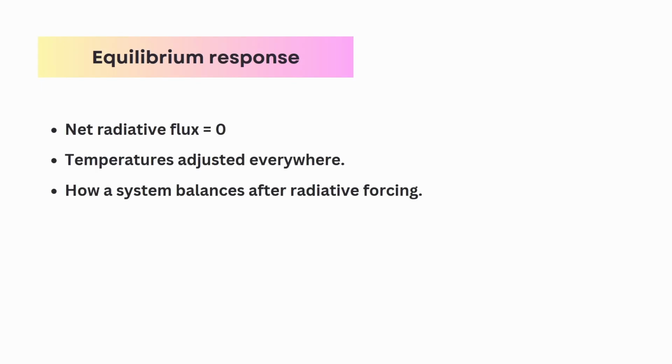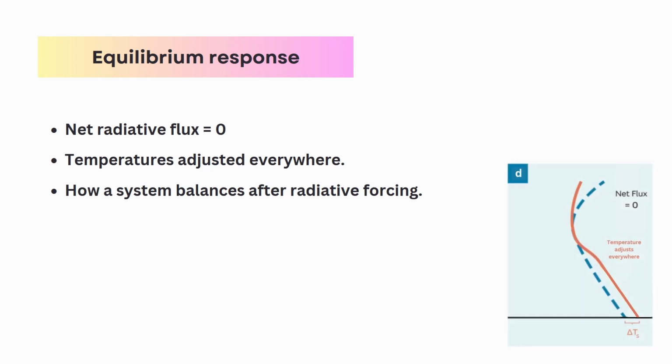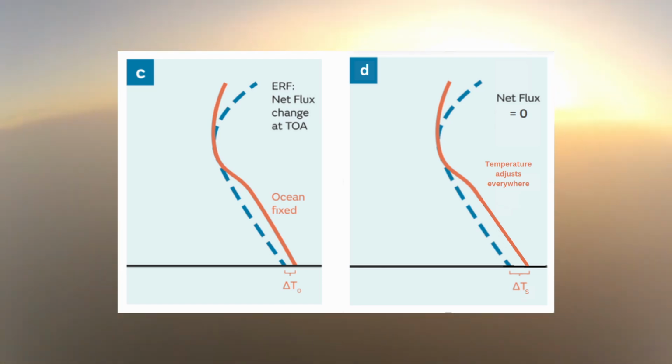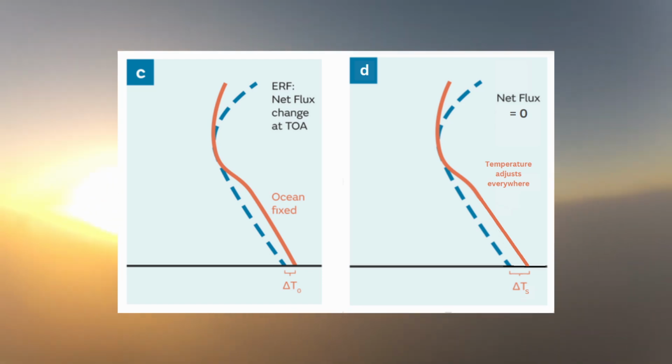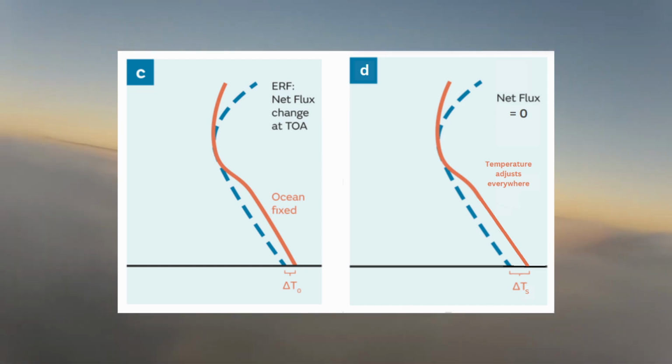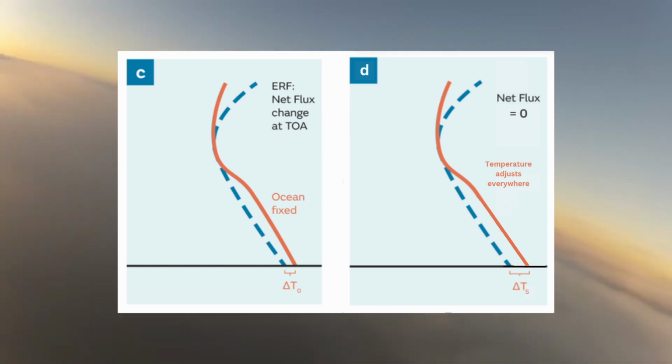Alternatively, we have equilibrium response. Temperatures are adjusted everywhere, and the net flux of the system is zero. This shows a longer-term view of how a system would adjust to a radiative forcing, going through a number of changes to restore the overall net flux to zero as the system reaches a new balance. Now, if you compare these different temperature curves for equilibrium response and effective forcing, we can see they are similar. This is why ERF is so useful. It gives a solid prediction of where the climate is headed even before the system is fully settled.